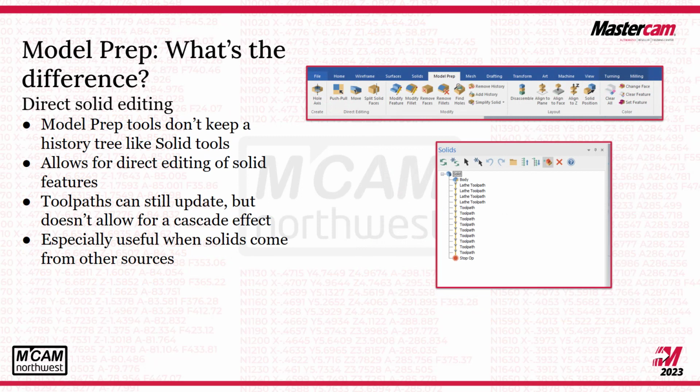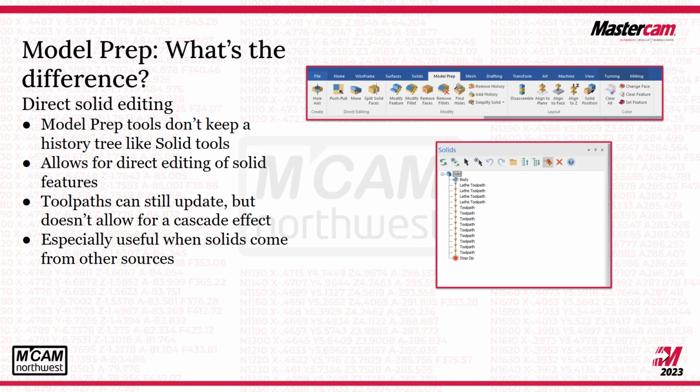So what is the difference with model prep tools, as shown here? These are called direct solid editing tools. So they don't keep a history like the solid tools do. And this means that you can visually change your model by selecting the correct faces and moving them. You can stretch them, you can change them by pushing and pulling, or selecting an edge and turning that into a chamfer or a fillet. This is a very graphical way of modifying your solid, but it doesn't have that history associated with it.